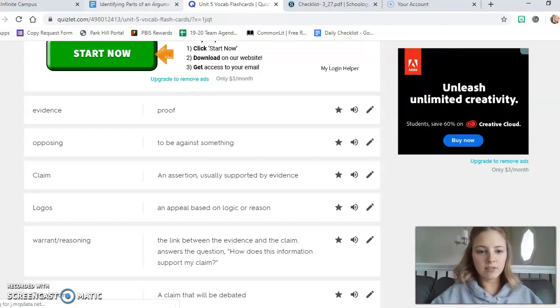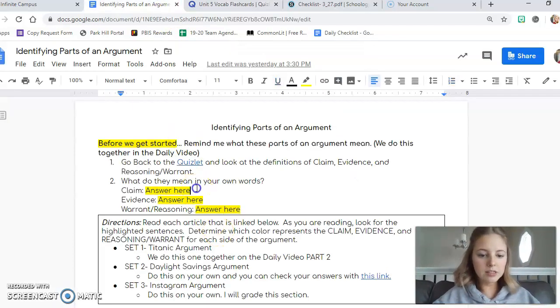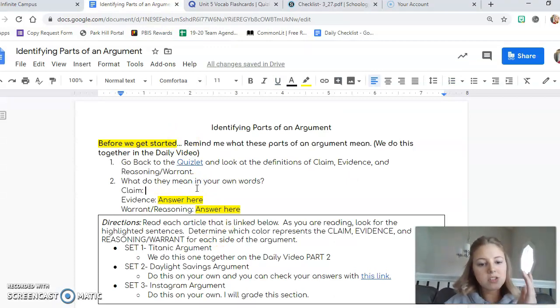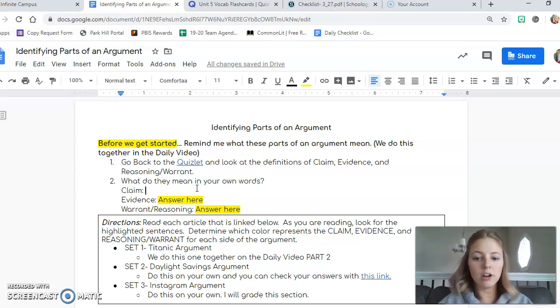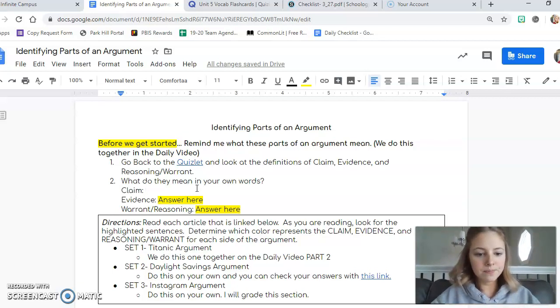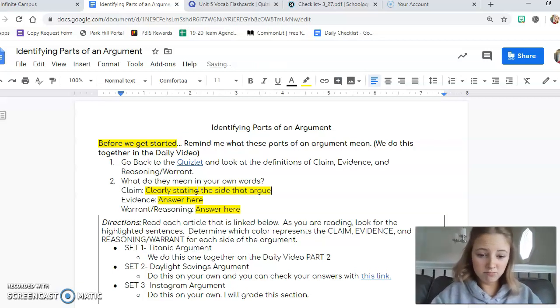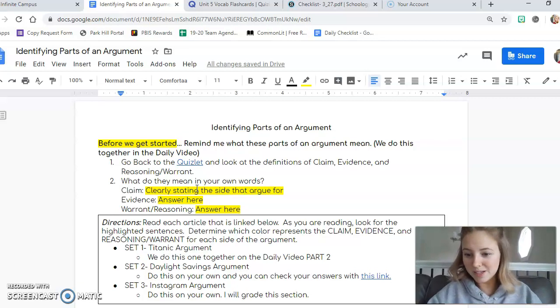Some of us might even have experience with claims in the past, so you might already know what it is or be able to put it in your own words. But if you're asserting something, and we know that this is in relation to argument, this is probably talking about clearly stating the side that you argue for. I don't know, there's probably better ways to put that. So feel free to rework the wording there. But there's kind of an example.